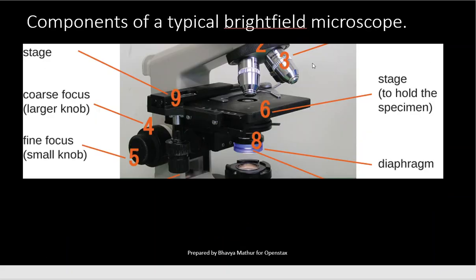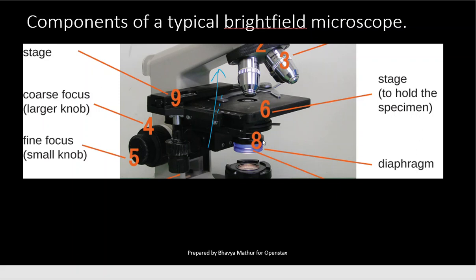Components, we did this too. Stage is where you put the slide. There's clips there that hold it in there. These are the focus knobs, and what they do is move the stage up and down. That's how you focus. You've got a coarse focus, which is this outer ring, and this moves the stage in large increments. Then you've got this fine focus, which moves it in very tiny increments.